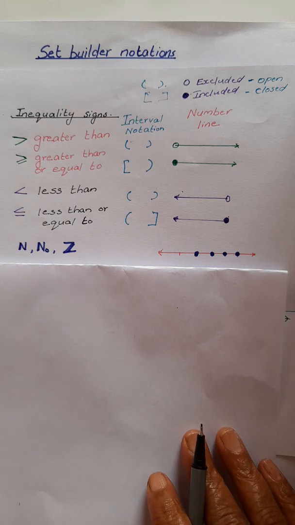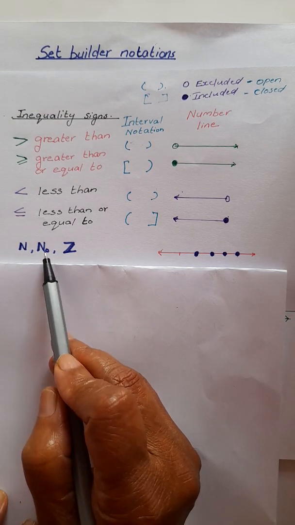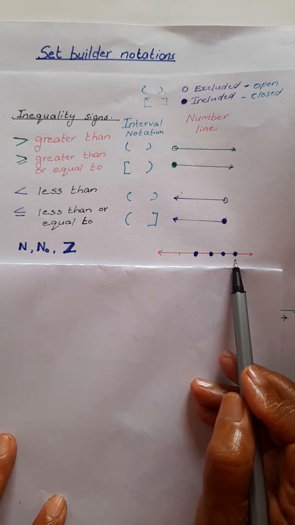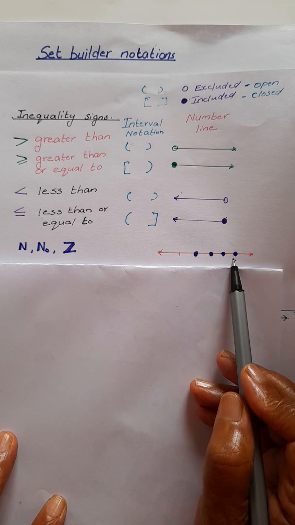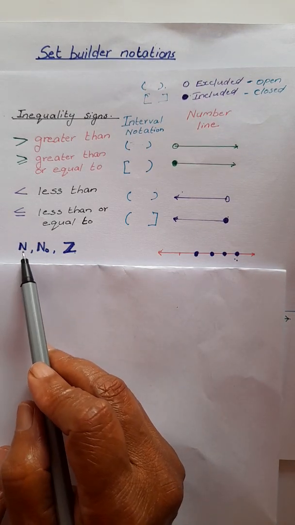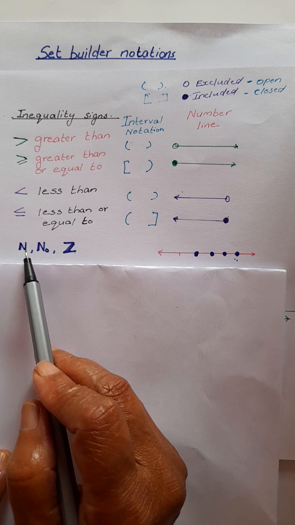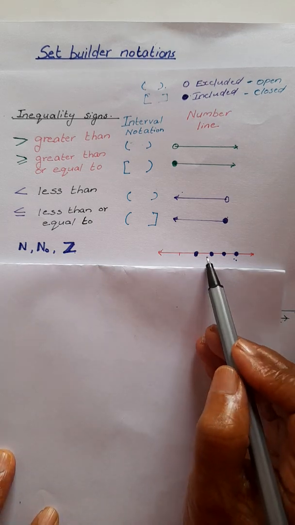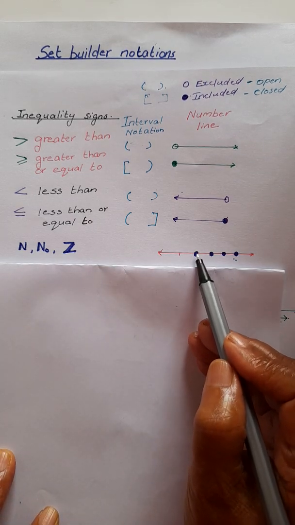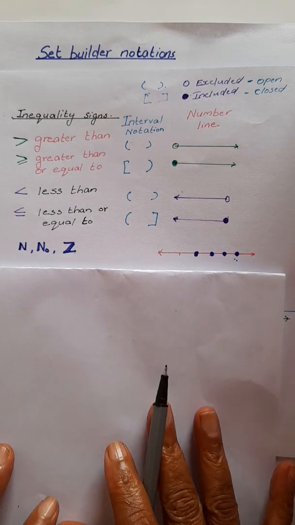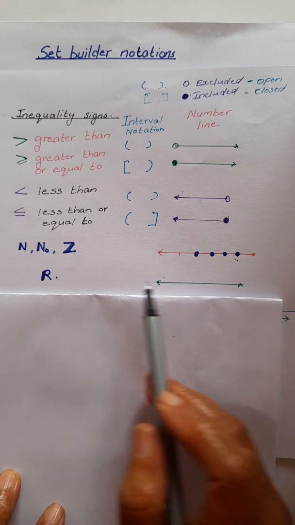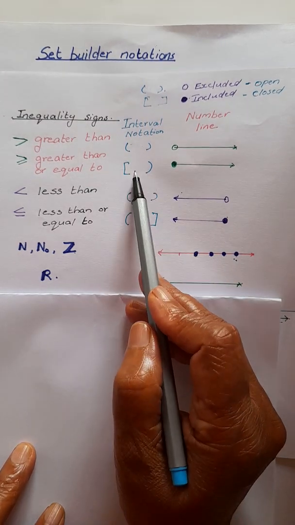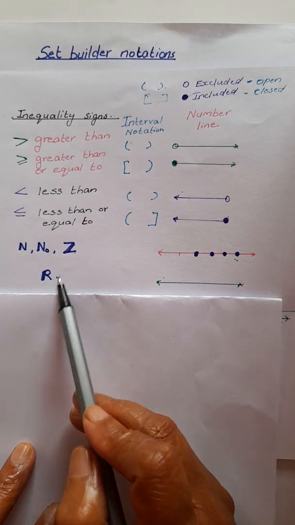Also remember, natural numbers, whole numbers, and integers, we represent on the number line like this. Let's recall, natural numbers are the counting numbers 1, 2, 3, so it is only those numbers; we don't count the numbers in between, that is why we circle them like that. And real numbers, we use it like this. The interval notation is only applicable for real numbers.